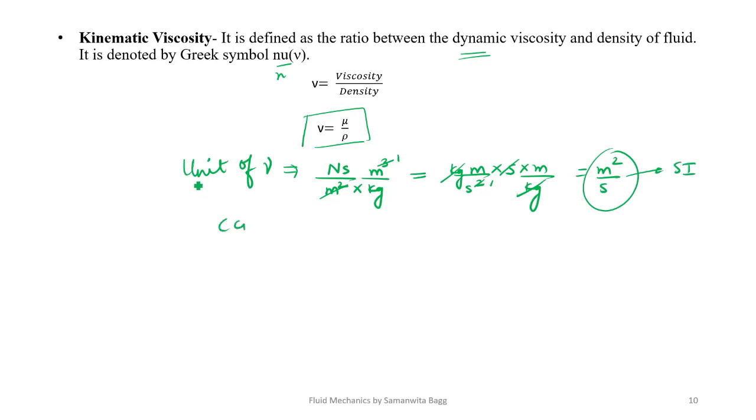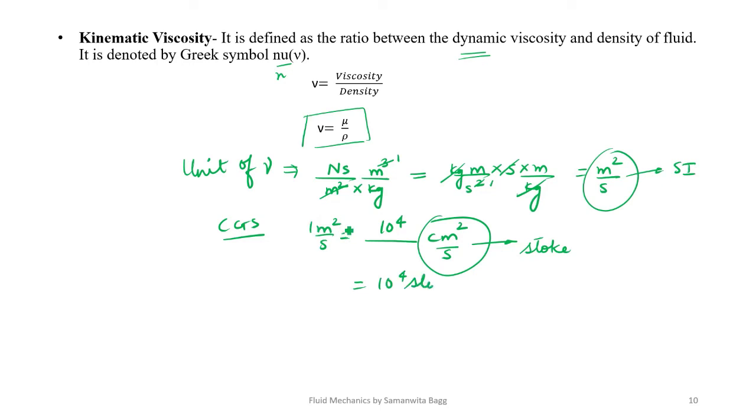Let's convert this into the CGS unit system. 1 meter square per second can be converted into centimeter square per second. We just discussed 1 meter square was 10 raised to 4 centimeter square. So I'll directly write here. This centimeter square per second has been named after a physicist, that is Stokes. Hence this becomes 10 raised to 4 Stokes. If you want, you can also write this as 1 Stokes is 10 raised to minus 4 meter square per second.